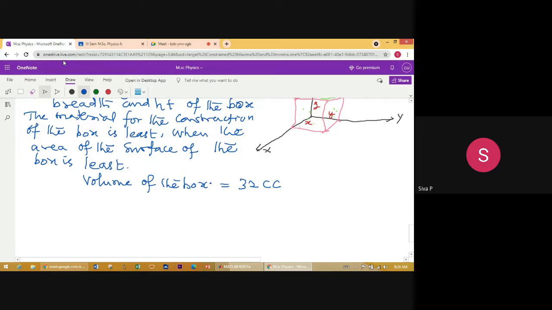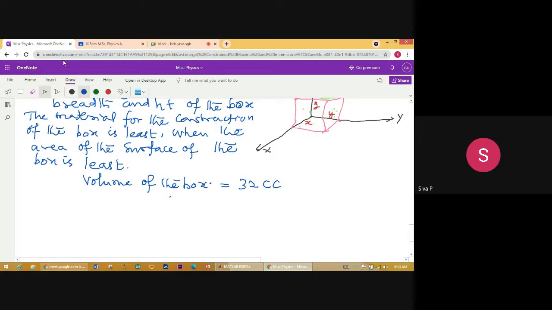Don't know. Volume of the cube. Length into width into base. Yes, yes. Your voice is not audible.